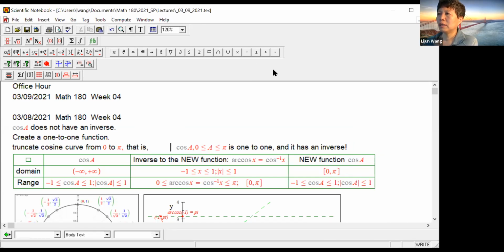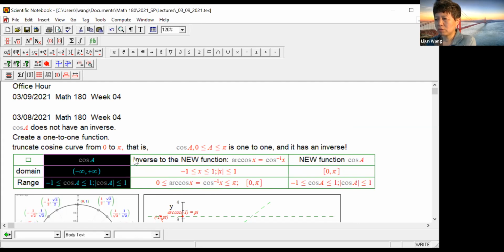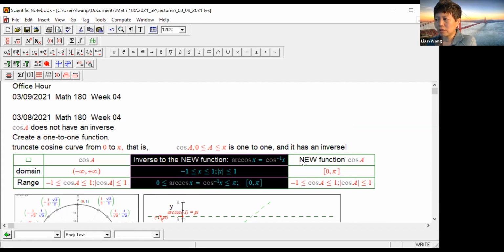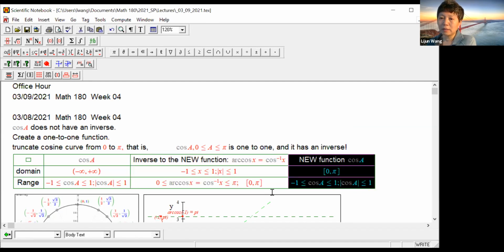Anyway, without further ado, yesterday we talked about the truncation of cosine and the consequential new function, and the domain and range for the new function, and also the inverse function to the new function cosine A. You can see that there are three functions here. Whether functions are the same or not is not just by their names. It's by their specifics.